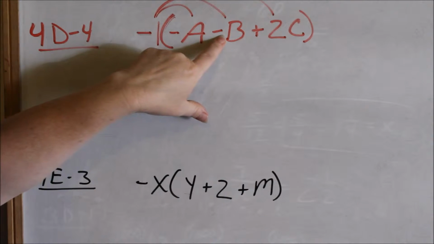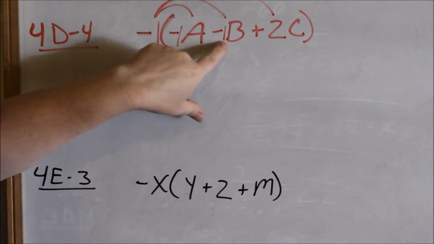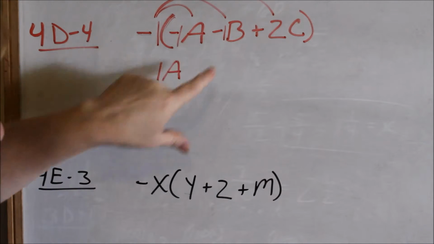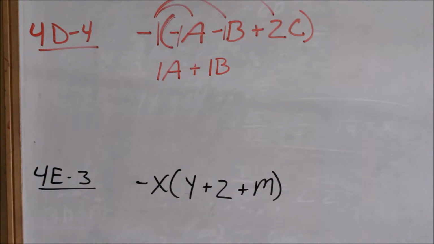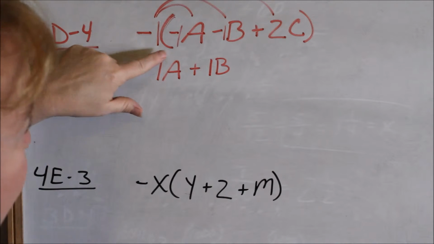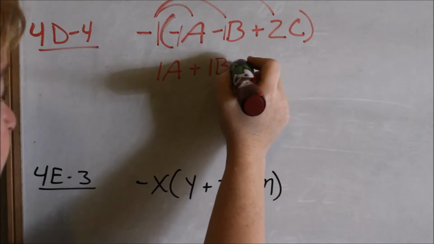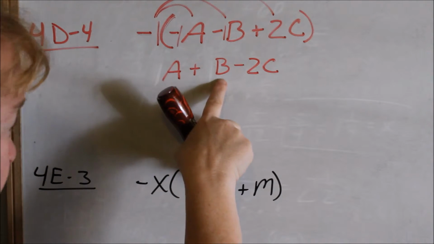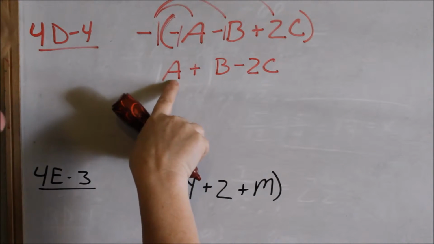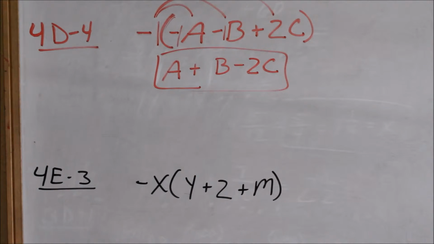Negative times negative b. This is like a negative 1 in there. That was like a negative 1 too. So negative 1 times negative 1b. A negative 1 times a negative 1 is a positive 1. And then b. Numbers to numbers, letters to letters. And negative 1 times a positive 2c. Negative 1 times a positive 2 is a negative 2. And then you just have your c. And you don't have to write your ones there. So you just have a plus b minus 2c. You can't combine a's to b's or b's to c's or a's to c's. And so that is your final answer.